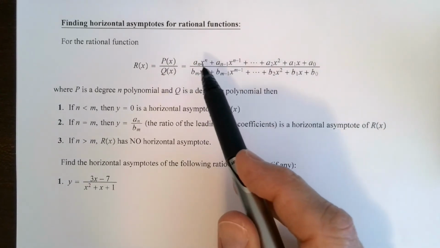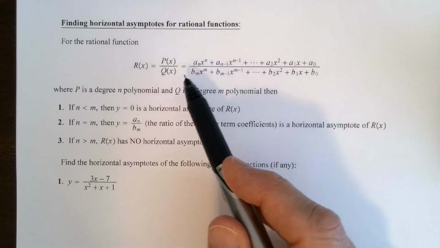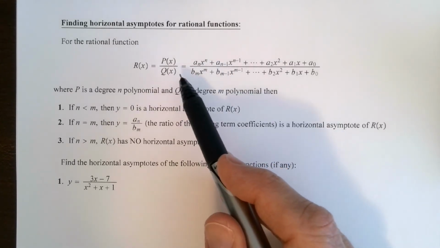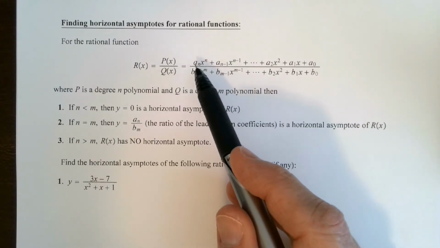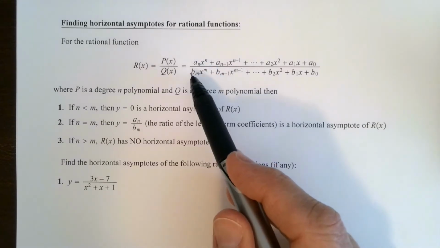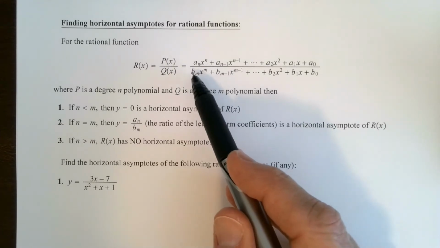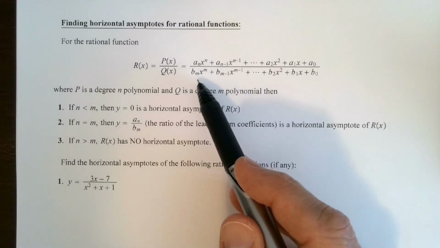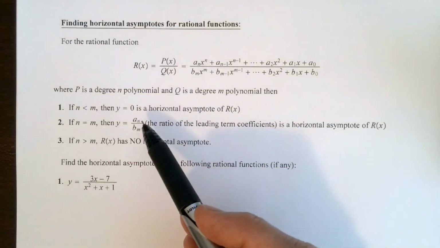The highest degree term is first, which has a degree of n, so we're saying this is degree n, whatever it is. And then the q, the denominator, is a polynomial of degree m. And the coefficient of the leading term of the top polynomial is a subscript n, and the coefficient for the leading term for q is b subscript m.